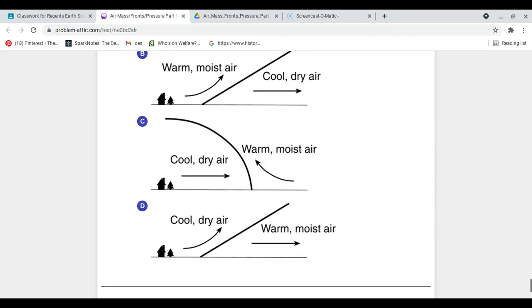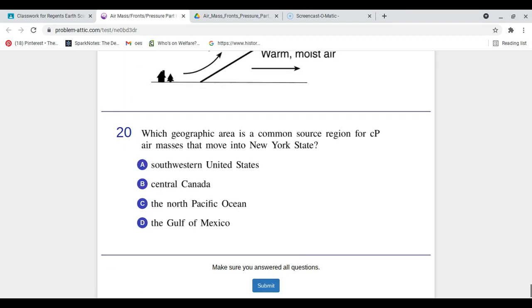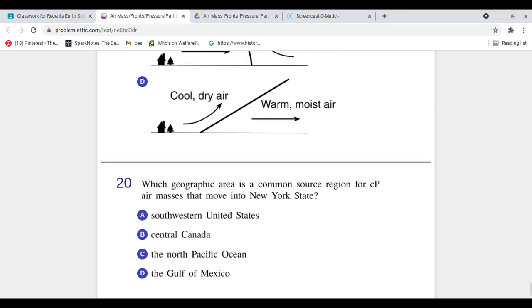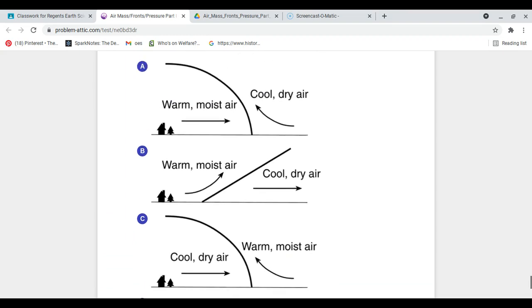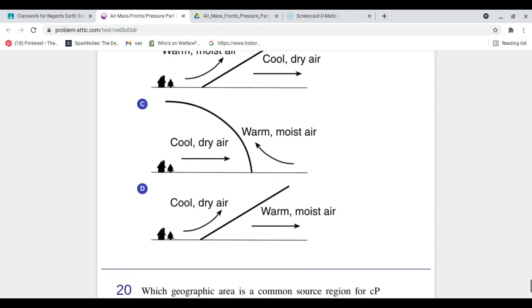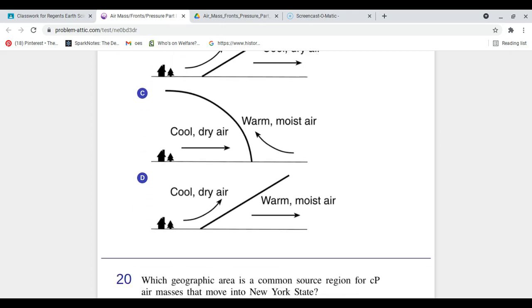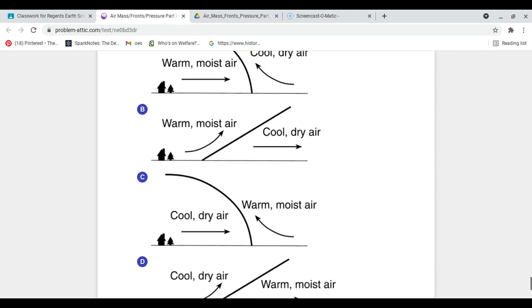Make your best judgment with that. Number 20. Because if we know anything about fronts, it's when two things what? They collide, right? They collide. So it's definitely not D, and it's definitely not B, okay?